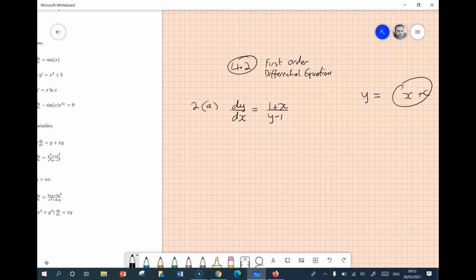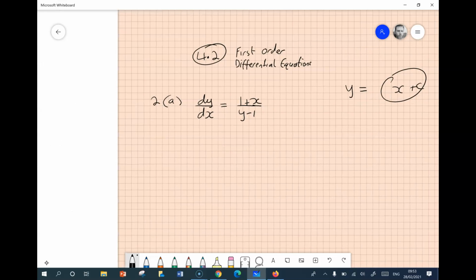So if we can't integrate straight away, the first thing we try and do is separate them, and that's easily done here. Y minus 1 is dividing, so when it comes over, it will multiply. And dx is dividing, so when it comes over, it multiplies. That's nice and neat, because now I've got my y's with my y's, my x's with my x's. So I'm ready to integrate both sides.